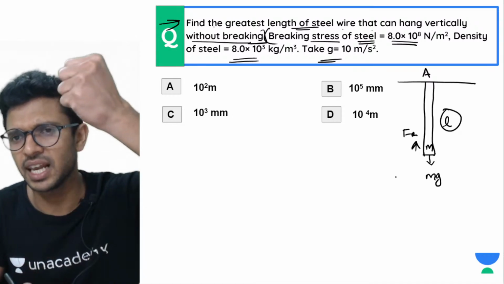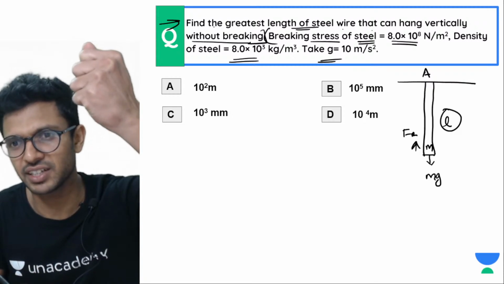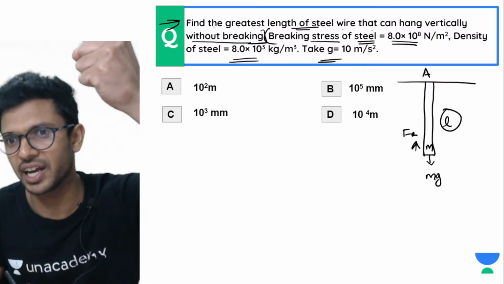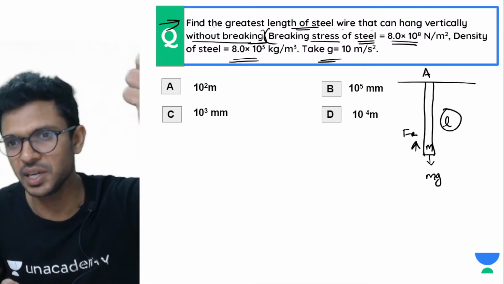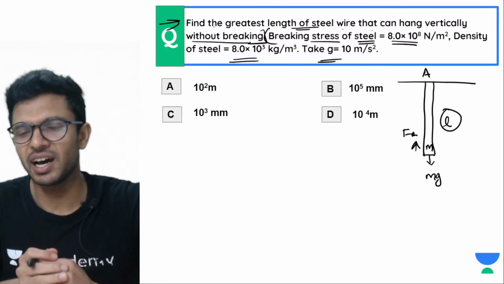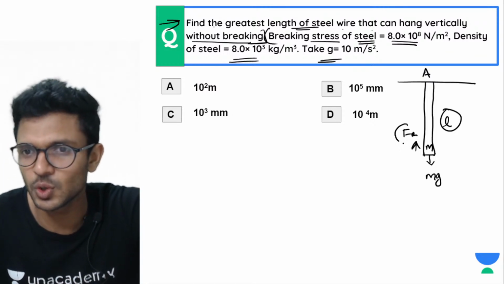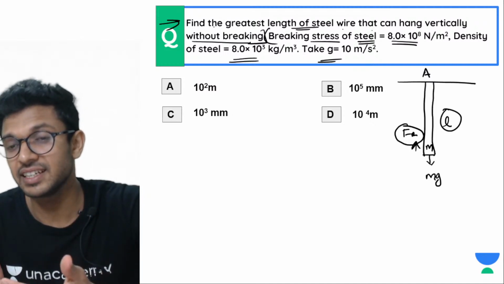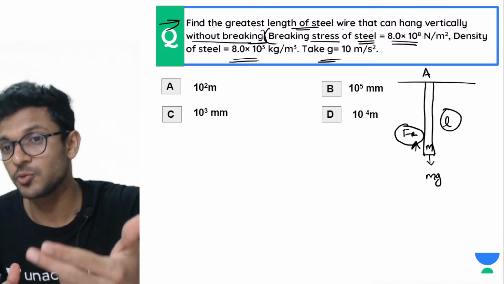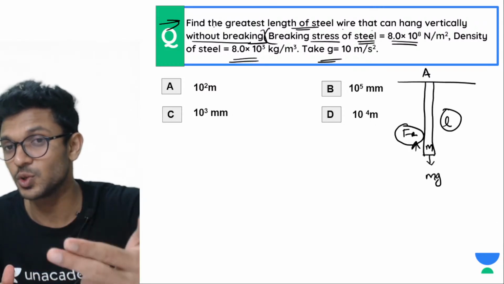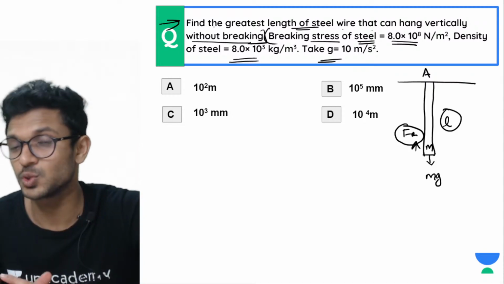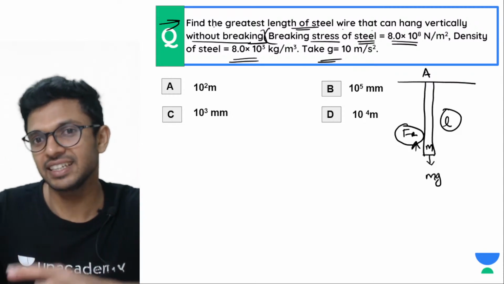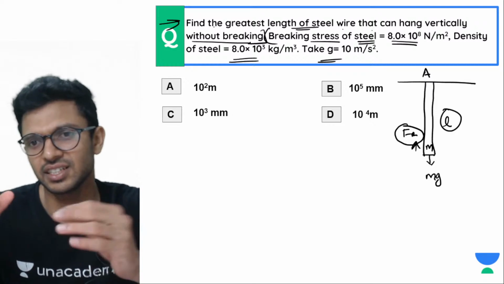Yes, it becomes larger, right? The mass will become larger. Meaning, if you use a bigger wire, length will be larger, mass will be larger, the downward force will be larger, okay, and the restoring force will also be larger. That means if the length increases, the restoring force increases, and if the restoring force increases, the stress will also increase. Okay, length increases, stress increases.